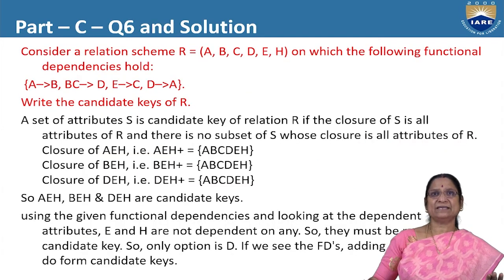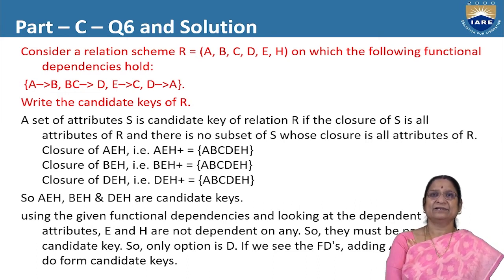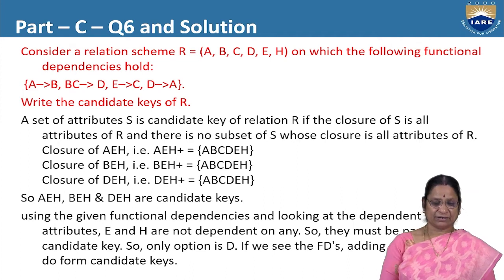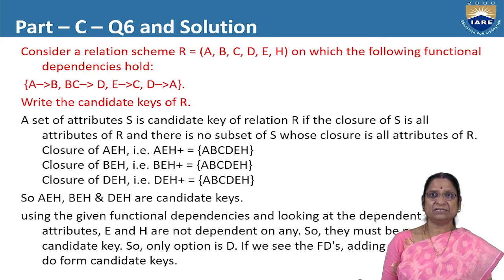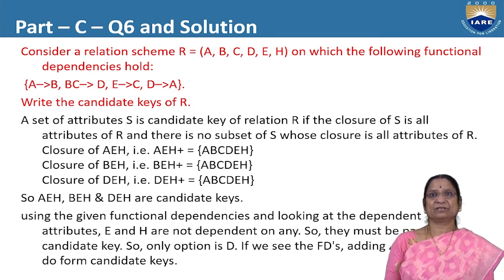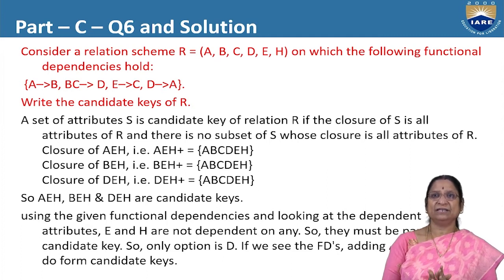Another question is there, based upon candidate keys. Consider a relation schema R of A, B, C, D, E, H on which the following functional dependencies hold: A determines B, BC determines D, E determines C, D determines A. Write the candidate keys. Candidate keys means any set of attributes that determines all attributes of the relation is a candidate key.